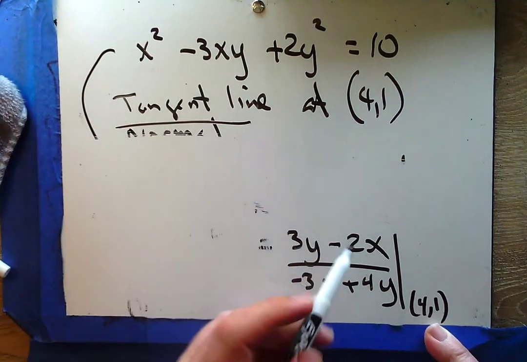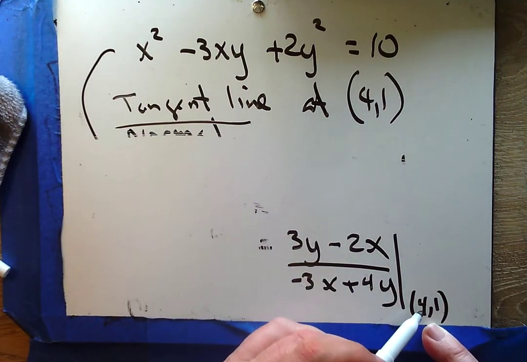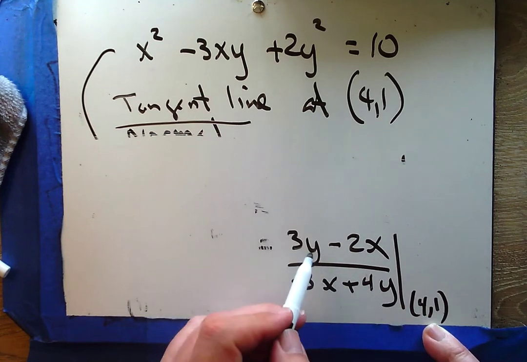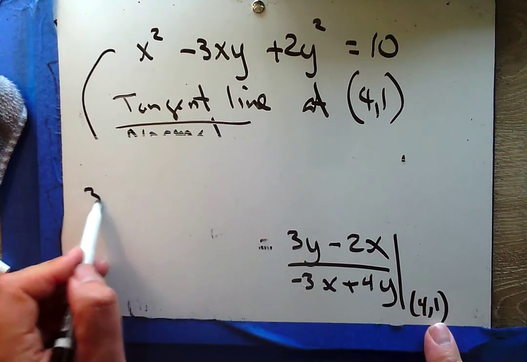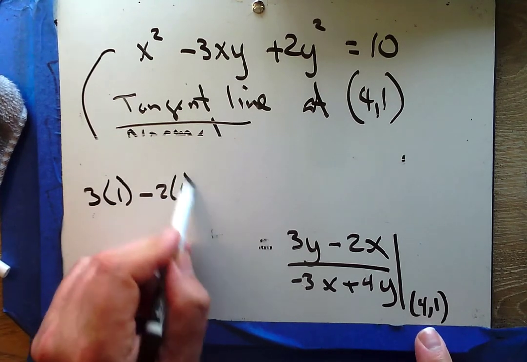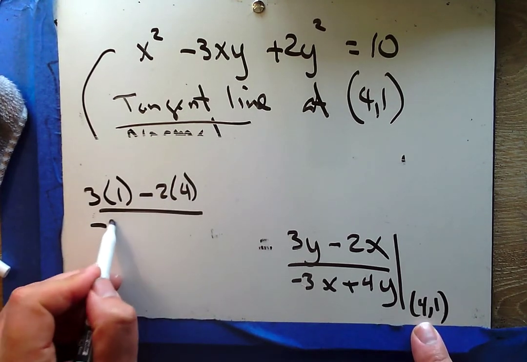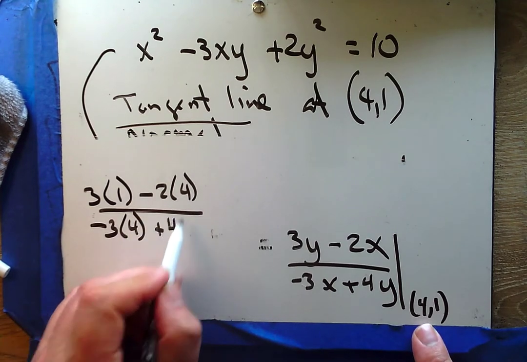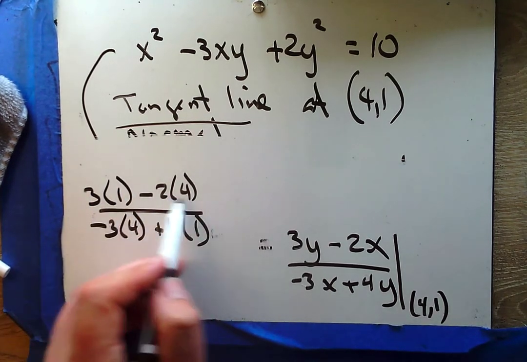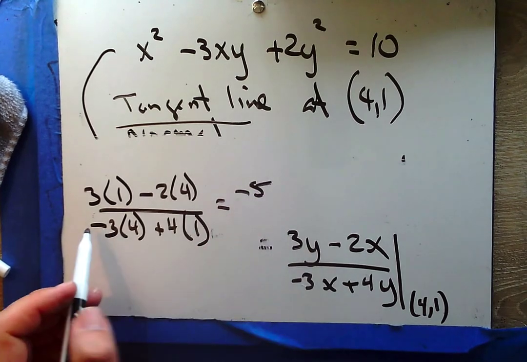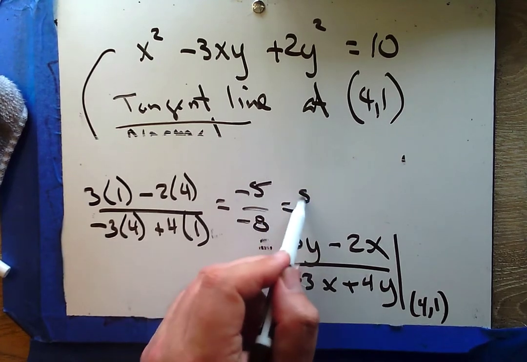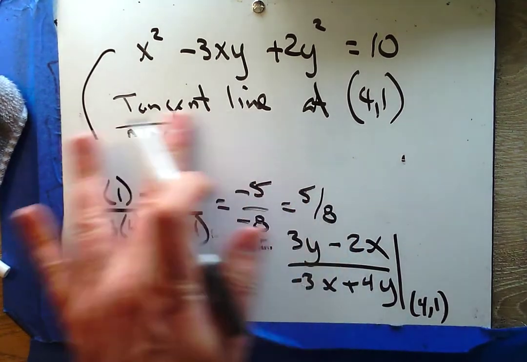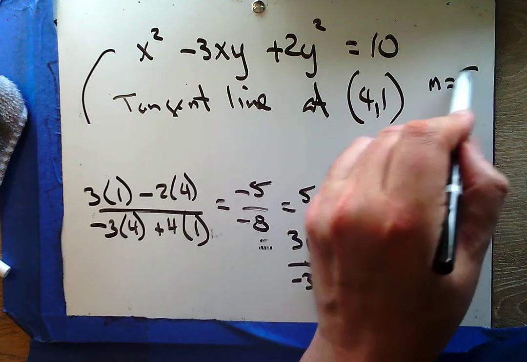We need not just the ordered pair, but we also need the slope at that point. Okay? So if I plug in, be really careful. That's an x value. Lots of students are going to plug it in right there because it came first. Watch out for that. So I've got 3 times 1 minus 2 times 4 over negative 3 times 4 plus 4 times 1. That's negative 5 on top, and on the bottom we have negative 12 plus 4, which is negative 8, and so I get a positive 5/8. So I know my slope is 5/8.